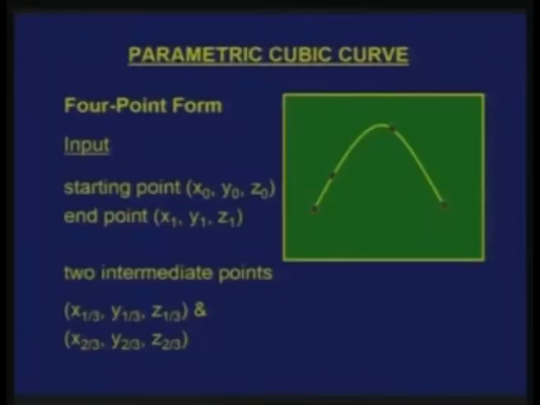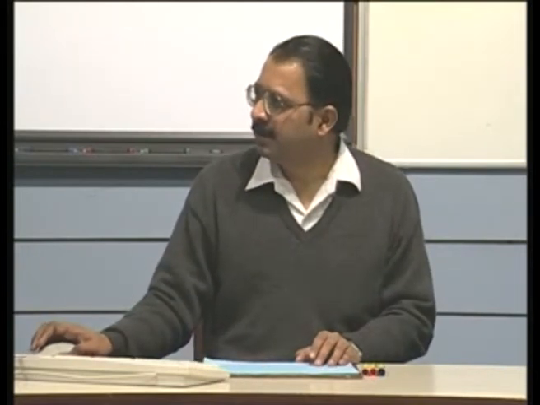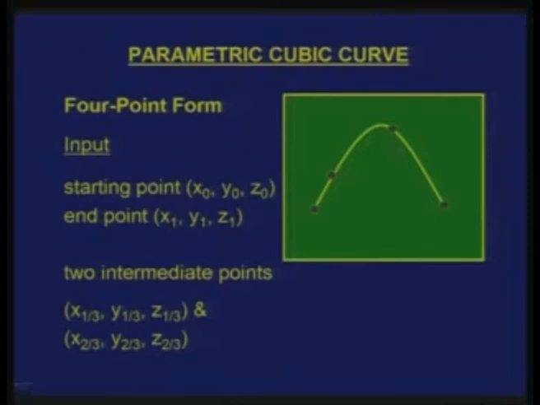Now, coming back to this form, it is always a question of how to choose these parameter values for the intermediate points. Suppose I choose 1 by 3 and 2 by 3, that is one good way, because I am having equal parameter intervals. But the problem here is these points are actually not located at distances which are also uniform, as it is 1 by 3 or 2 by 3.